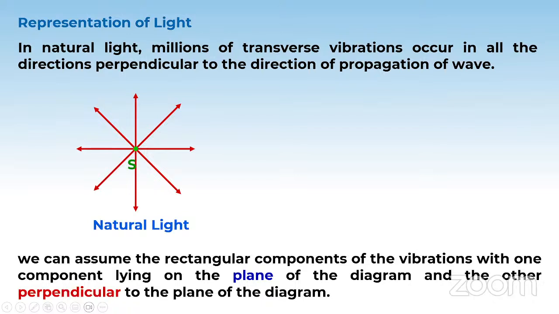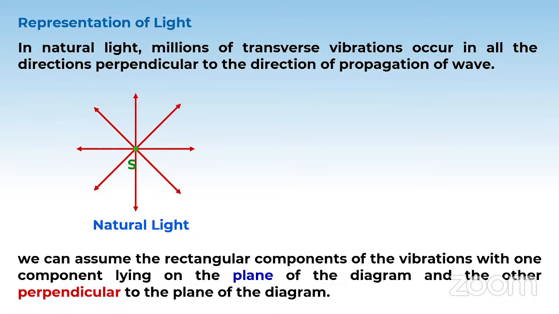But what is polarized light? That we only demand the light in a particular direction. That is nothing but polarization. Got it? With a particular intensity, in a particular direction. So we can assume the rectangular components of the vibration, with one component lying in the plane of the diagram and the other perpendicular to the plane of the diagram.